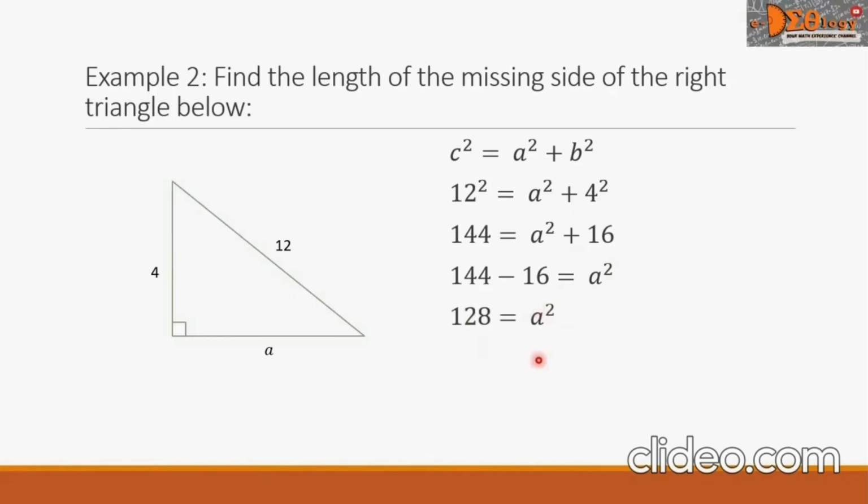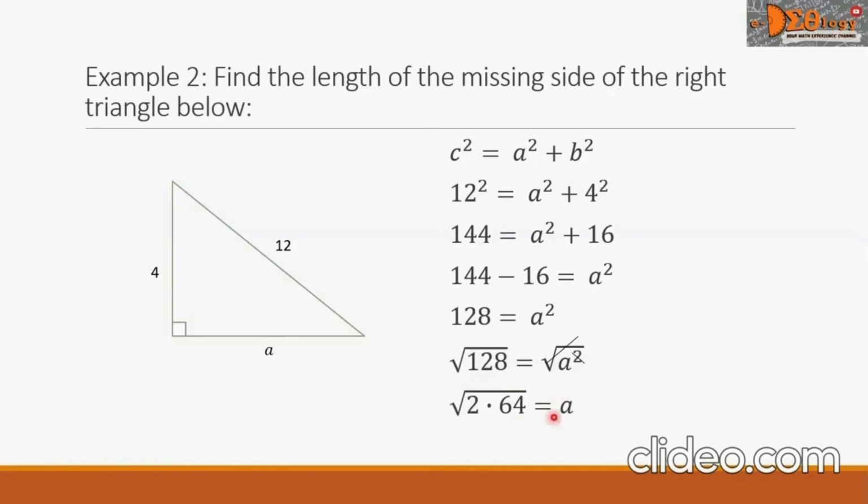We will take the square root of both sides. We'll have now square root of 128 equals the square root of a square. So we can cancel the radical and the square. Only a comes down here. For the square root of 128, we will simplify this further by factoring out the 128. One factor must be a perfect square. So this is 2 times 64. We know that the 64 is a perfect square number, and the square root of 64 is 8. So that value 8 will go out of the radical sign.